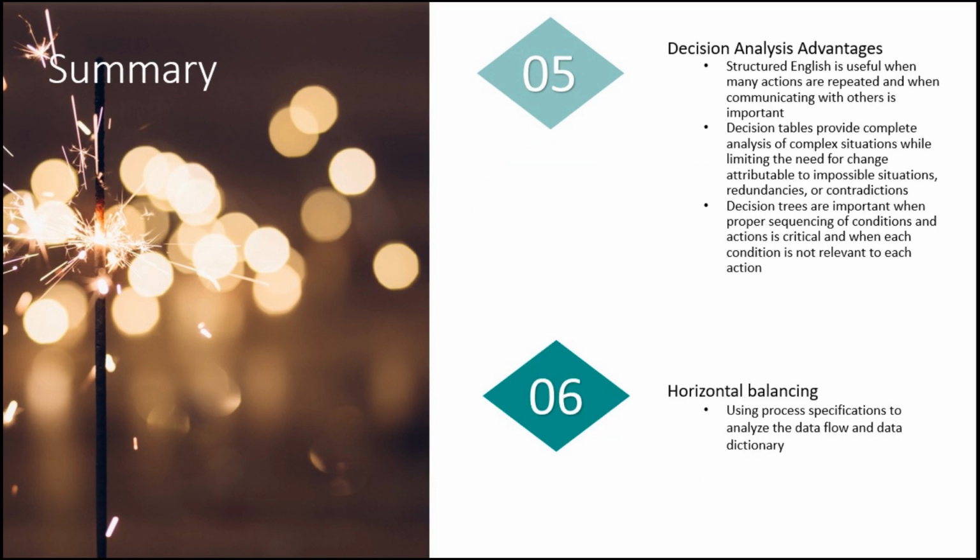5. Decision analysis advantages. Structured English is useful when many actions are repeated and when communicating with others is important. Decision tables provide complete analysis of complex situations while limiting the need for change attributable to impossible situations, redundancies, or contradictions. Decision trees are important when proper sequencing of conditions and actions is critical and when each condition is not relevant to each action. 6. Horizontal balancing. Using process specifications to analyze the data flow and data dictionary.